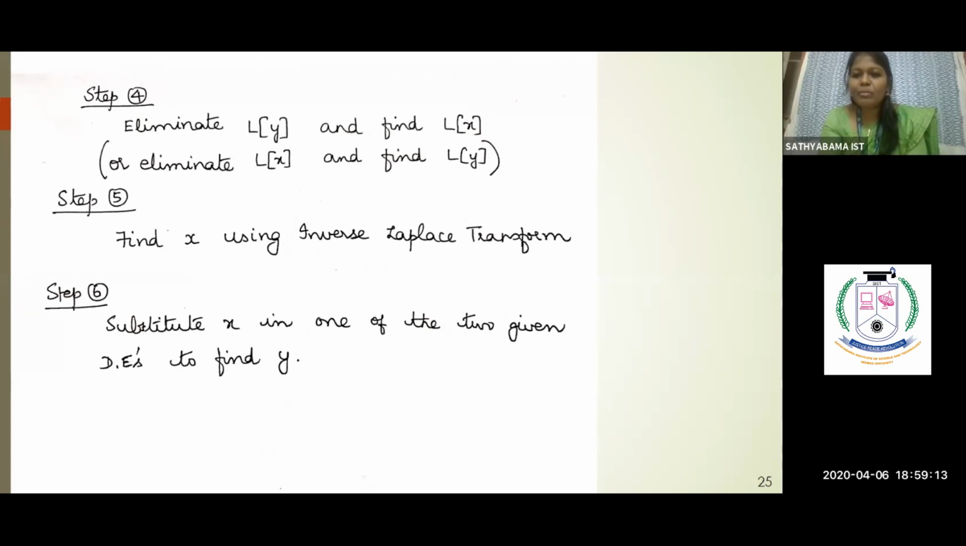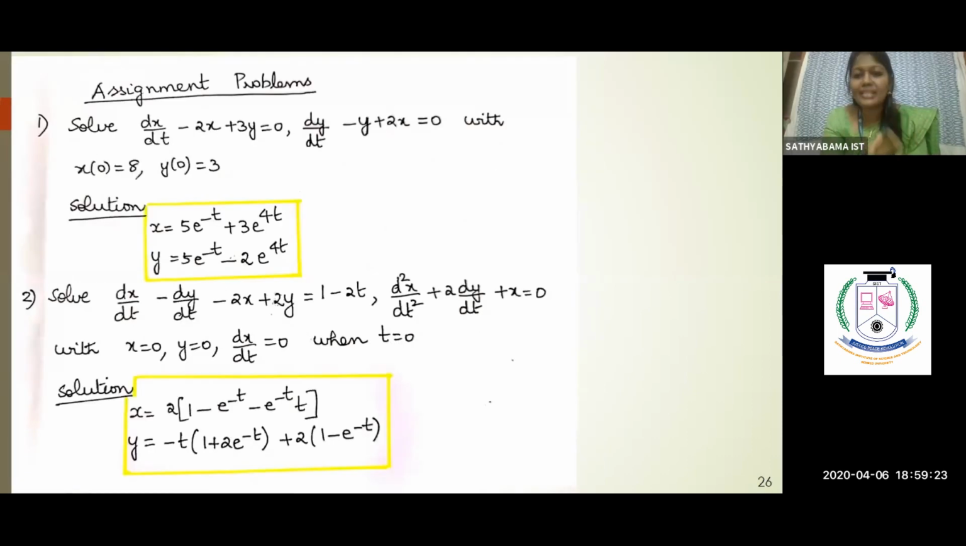When you work out more problems, maths is all about that. You need to work out. You cannot just simply go through and say, okay, I'm done. You cannot do that, because you don't know where you'll get stuck in the exam. So I've given 2 assignment problems for you to work out. I've given the solutions as well. I'm sure the more you work out, the more confident you will get in these topics. I hope that this session was useful for you, and kindly work out more problems.